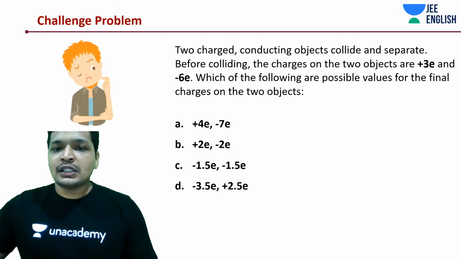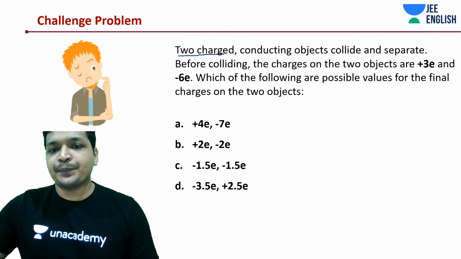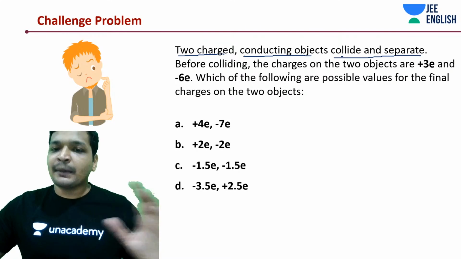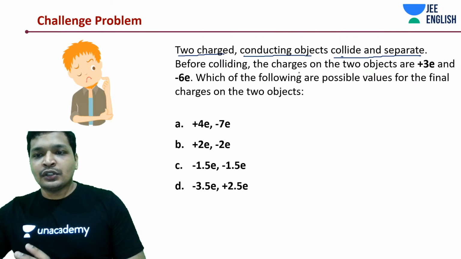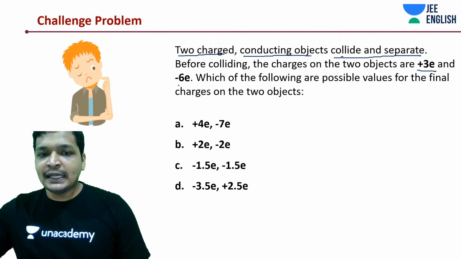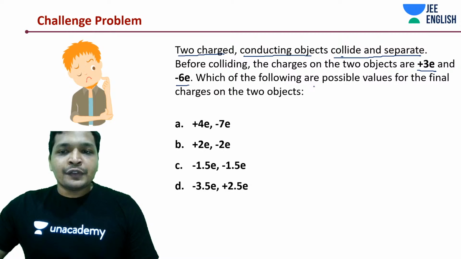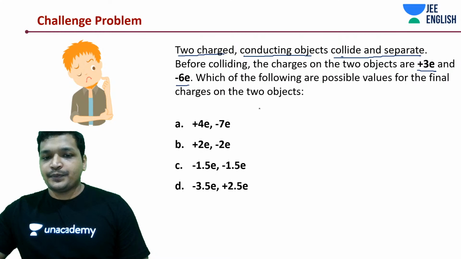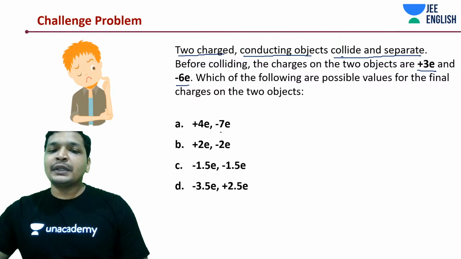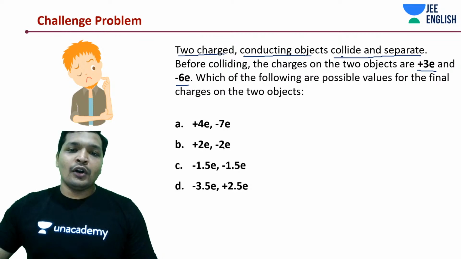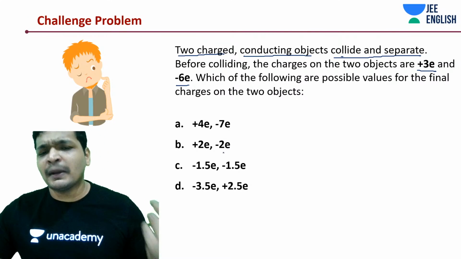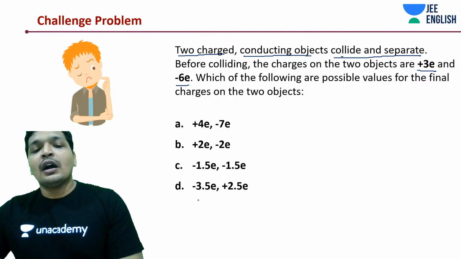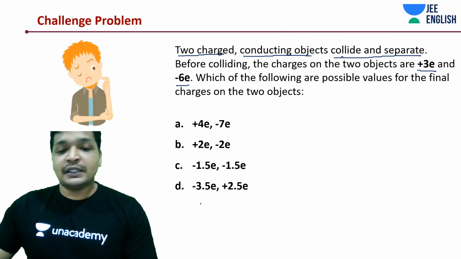So there are two charged conducting objects. They collide and separate out. Before colliding, the charges on the two objects are plus 3e and minus 6e. Which of the following are possible values for the final charges on the two objects? Whether it should be plus 4e, minus 7e, or plus 2e, minus 2e, or minus 1.5e, minus 1.5e, or minus 3.5e, plus 2.5e.